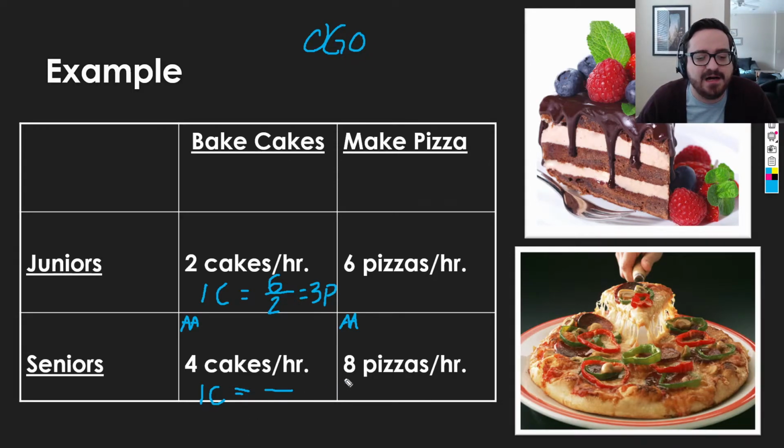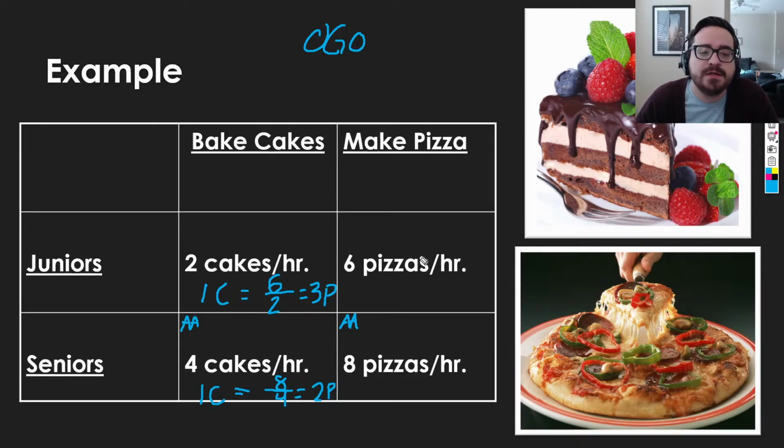I take the other column's number and it goes over my current column's number. So if I'm doing it on the bottom half, OGO, the opportunity cost of 1 cake for the seniors will be other, 8, over 4. Simplify and solve, that's just 2, which also makes logical sense. Every time they bake a cake, they would have been able to have made 2 pizzas.